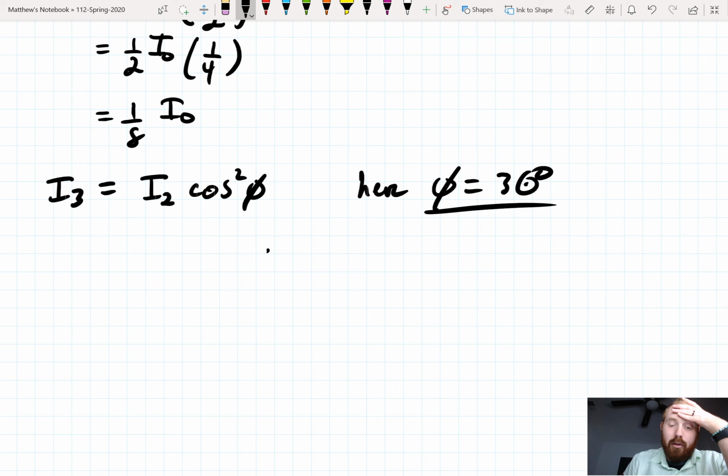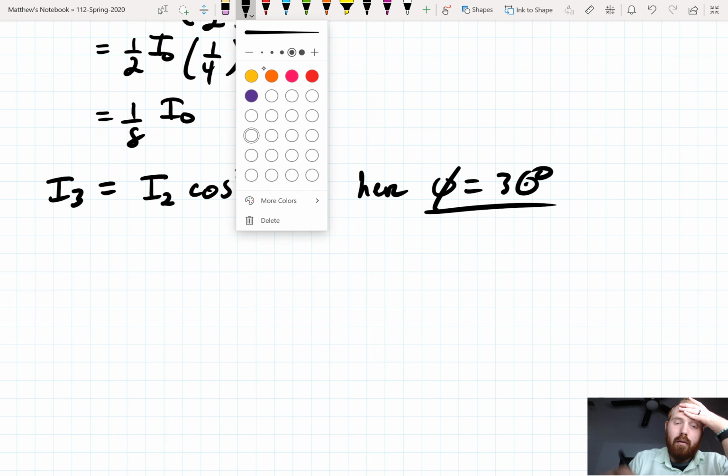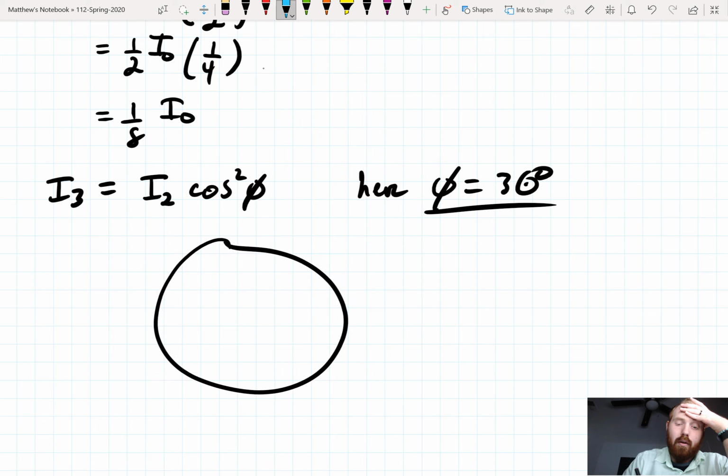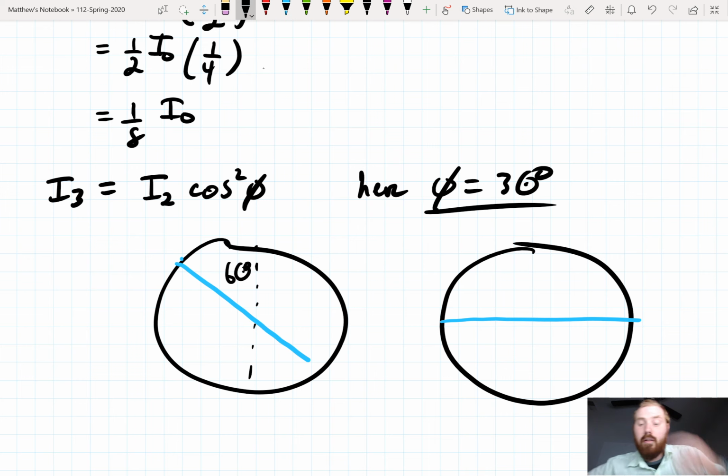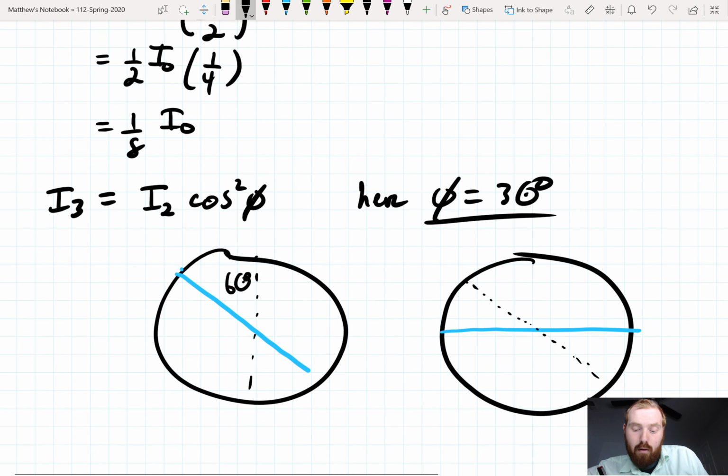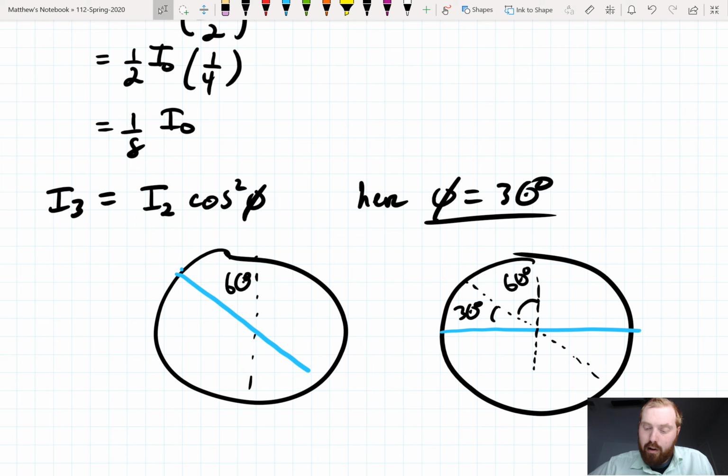All right, so it starts off, let's draw this a little bit bigger. Here's my first guy. Here's 60 degrees. Last guy. It's now the angle of this guy relative to this guy. I know this is 60. That means this must be 30 degrees. It's the angle of this ray relative to this new polarizer. And that's why the angle now shifts to 30 degrees.